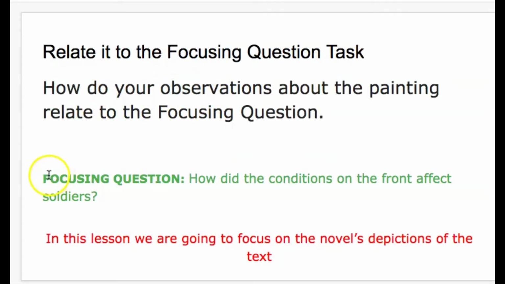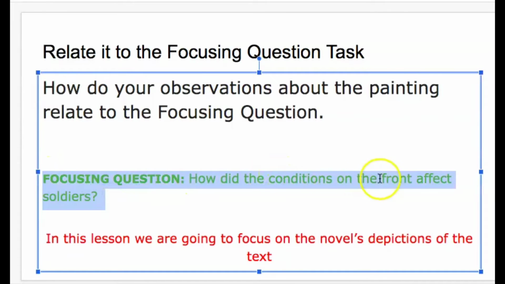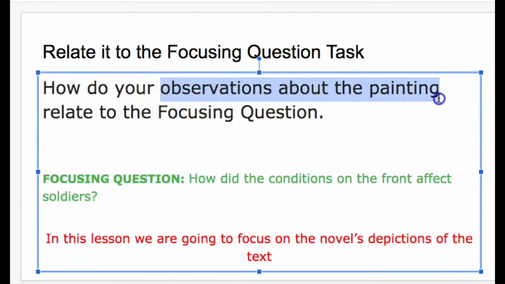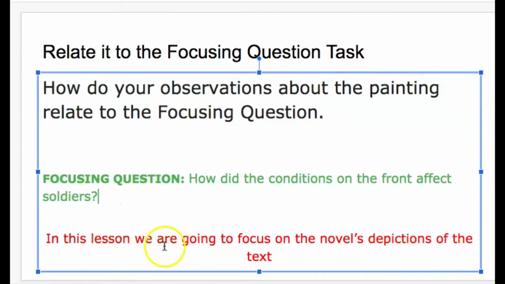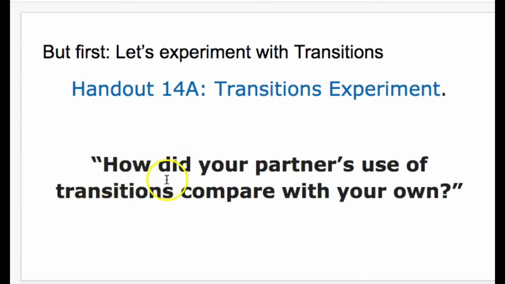So looking at our focusing question, how did the conditions on the front affect the soldiers? I want you to think about the observations that you made about the painting and consider how they relate to this question. In this lesson, we are going to focus on the novel's depictions of the text. How do they describe what's happening? But first, let's go ahead and experiment with our transitions.